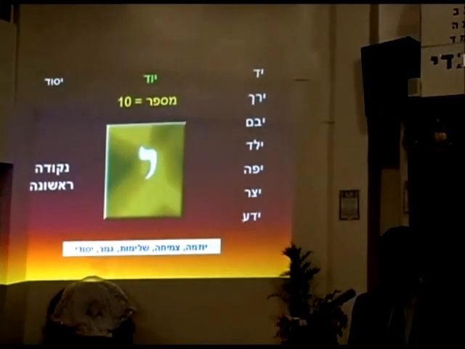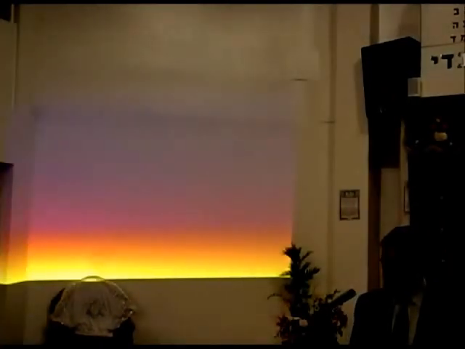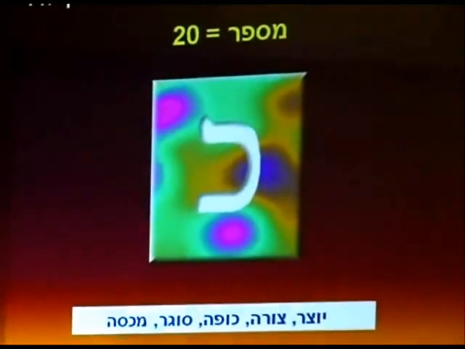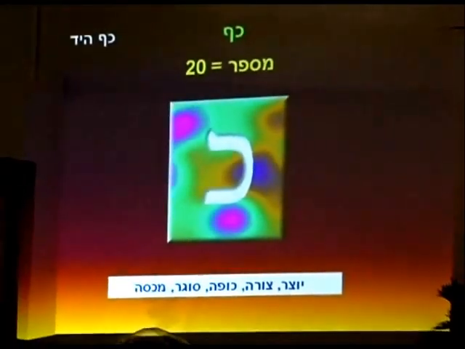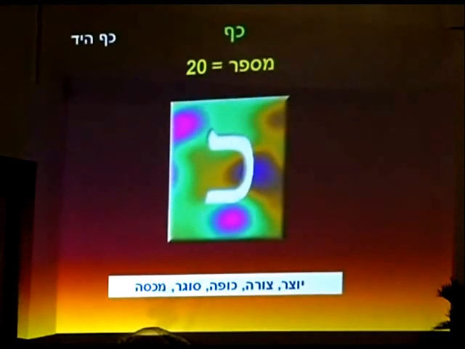And of course it's a little dot, nekuda rishona. Next, kaf. Kaf is 20, looks like the hand, the palm, kaf hayad, the palm of the hand. Words that have to do with kaf deal with creating, forming, or compelling, closing, and covering up.